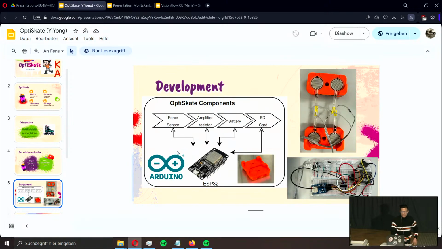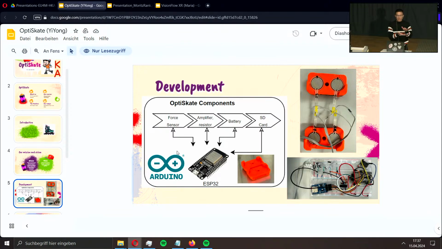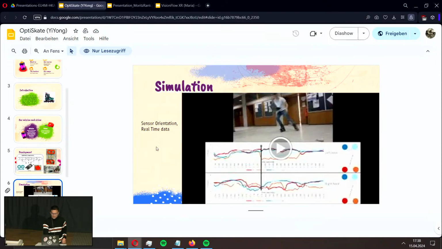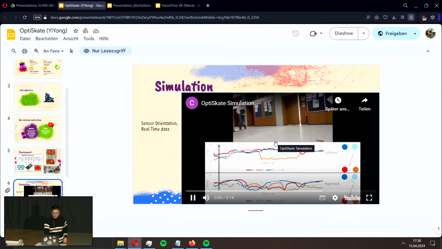So during the development, we have the hardware part of 3D printing case with the upper and lower part to clamp our force sensor and integrate it into our inline skate system by computing with the microprocessor ESP32, and we analyze and compute the data into the graphical way, which we can see in the next slide. And the electronic part, of course, is connected and work together with the Arduino. And this is what we did in the simulation part.